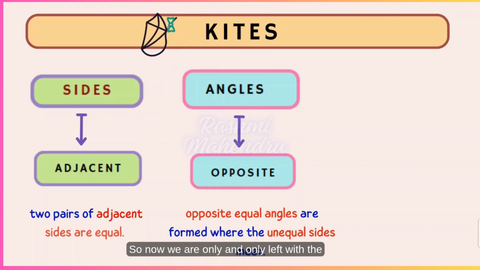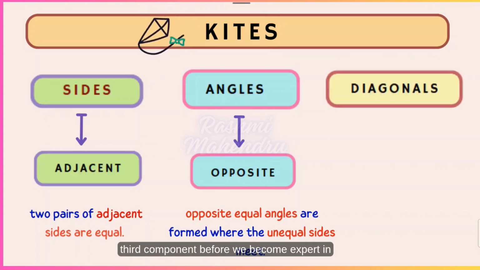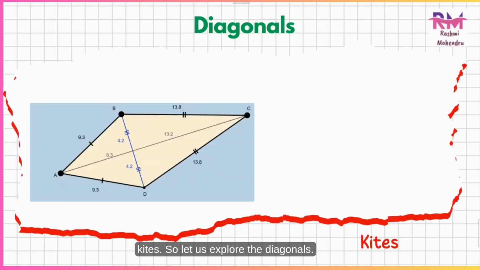So now we are only left with the third component before we become expert in kites. So let us explore the diagonals. While discussing the kite frame, we had already discussed the pivot point. So these two sticks, the vertical stick and the support stick, the spine and the spar, they are crossing each other at 90 degrees.